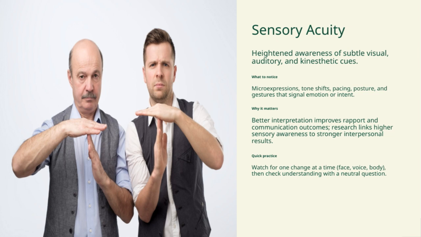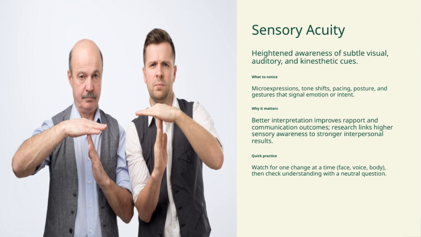Research shows that when we become more aware of sensory cues, like microexpressions, tone shifts, pacing, posture, or gestures, we can better sense what others are really conveying. These subtle visual, auditory, and kinesthetic signals are powerful indicators of emotion or intent. What's important to remember is that heightened sensory awareness enhances our ability to read these cues accurately, which in turn leads to more effective interactions. So, practicing this kind of sensory acuity can really transform how we connect with others and foster stronger, more genuine communication.